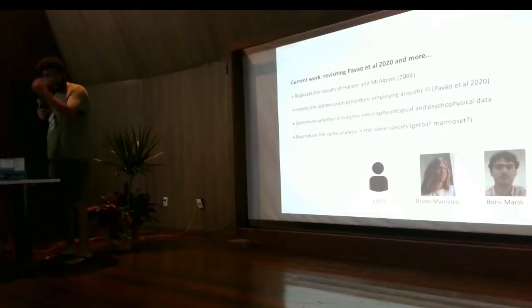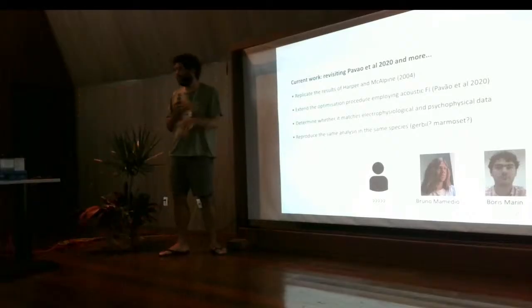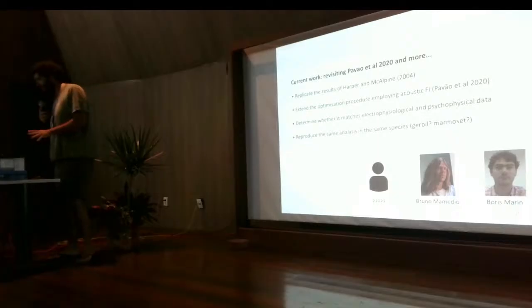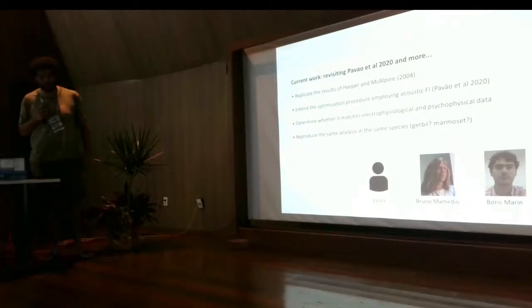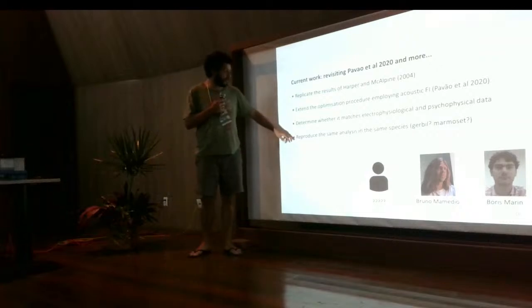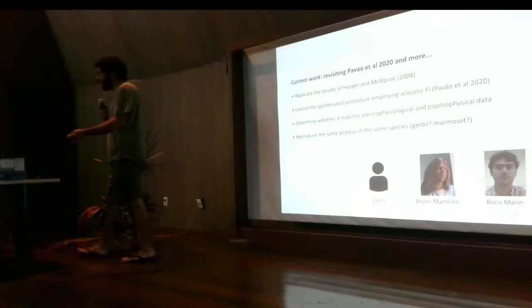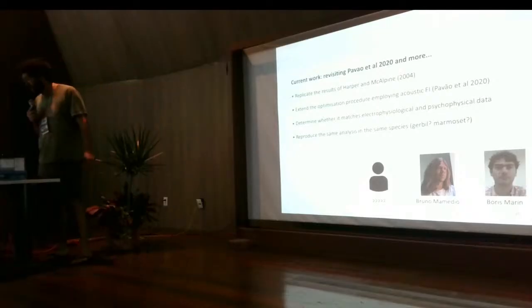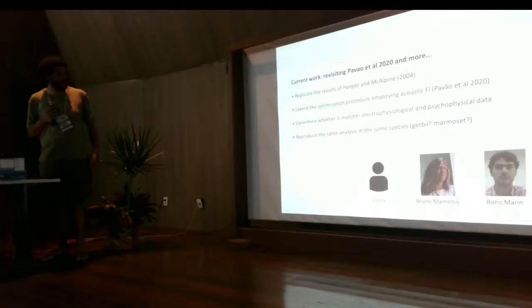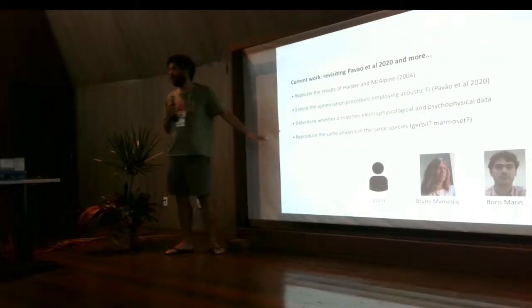So now we are running, we replicated all these results. We did new simulations and got exactly the same results, and we are trying to reproduce the same analysis in the same species, right? So taking the data from Goebbels, or maybe getting some data from other groups, marmosets maybe, but at least the theoretical part is done very well. We need this new data, right?